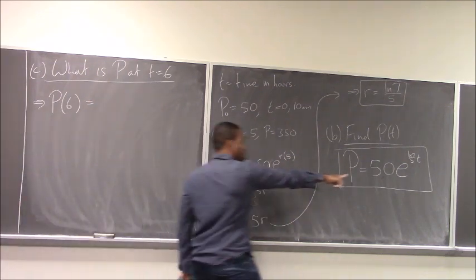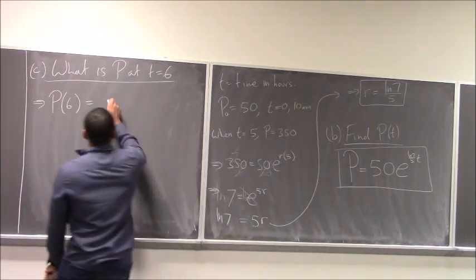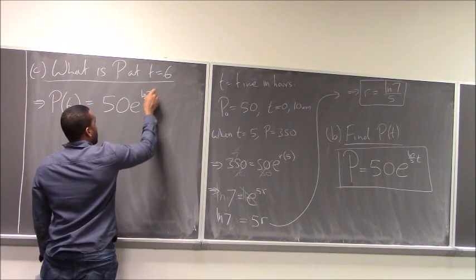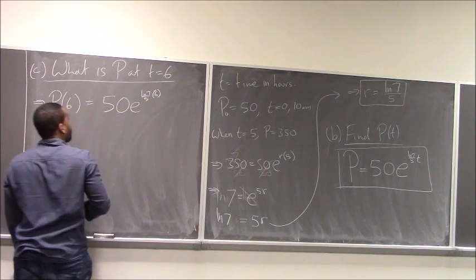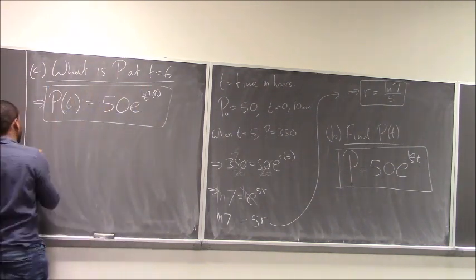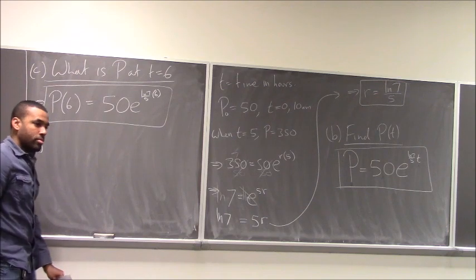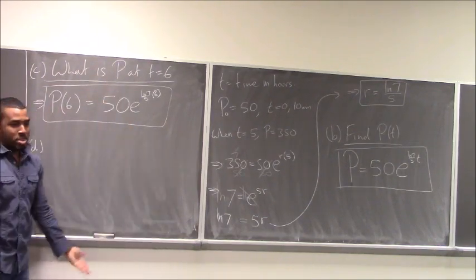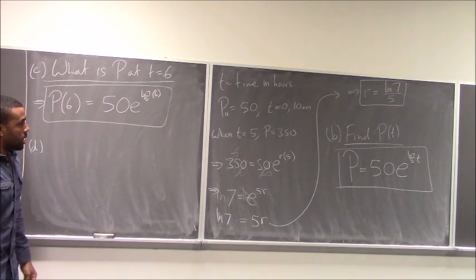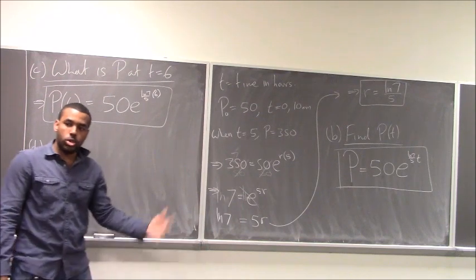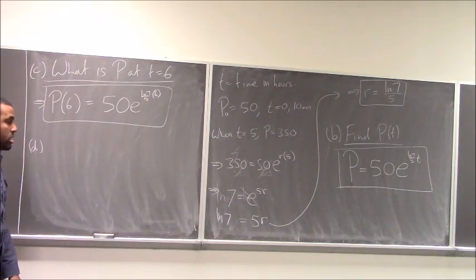And so basically here what we want is the population when time equals 6. I'm just going to use this formula because I just wrote that down. So that's 50 e to the ln of 7 over 5 times 6. And that's the answer. The hardest part is figuring out what you should be looking for. Once you've done that, the most complicated thing is going to be solving an exponential equation, which hopefully by now we all sort of know how to do.